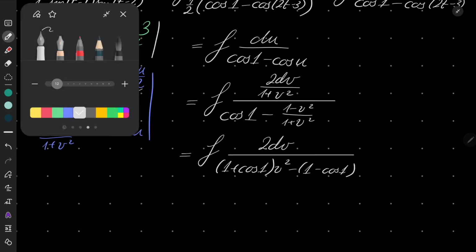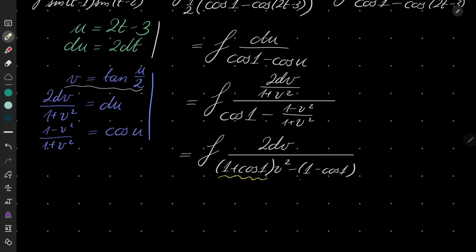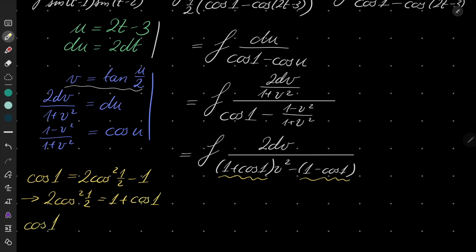And now let's stop for a while before continuing, and let's write these numbers in a different form. Namely, I will make use of the fact that cosine of 1 is 2 times cosine squared of 1/2 minus 1, which means that 2 times cosine squared of 1/2 is 1 plus cosine of 1, and also cosine of 1 is 1 minus 2 times sine squared of 1/2, which implies that 2 times sine squared of 1/2 is 1 minus cosine of 1.